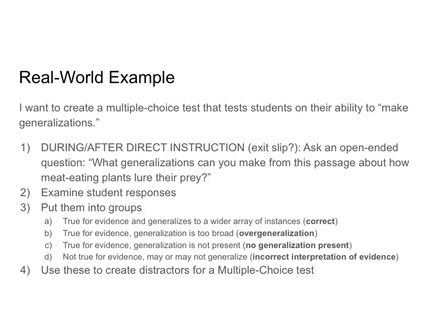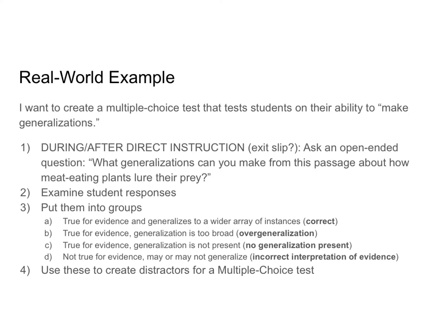So a real world example, this is from the book. I want to create a multiple choice test that tests students on their ability to make generalizations. That's my learning target for this lesson. So during or after instruction, maybe it's an exit slip, you're going to ask an open-ended question. What generalizations can you make from this passage about how meat-eating plants lure their prey? Say you just finished a science lesson on meat-eating plants, or you read a short article about it.